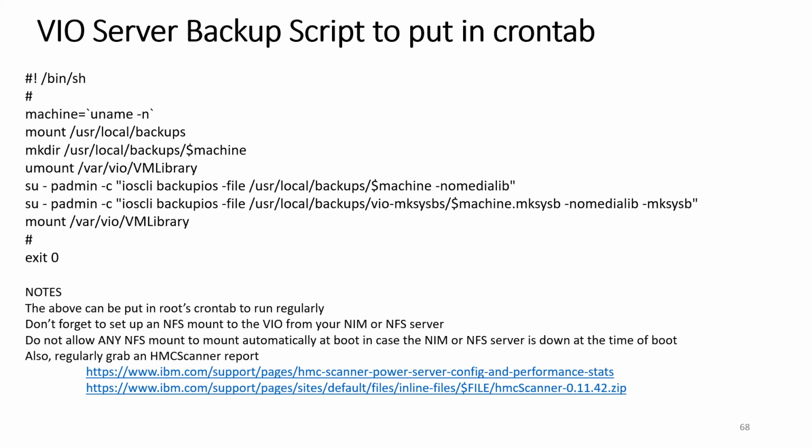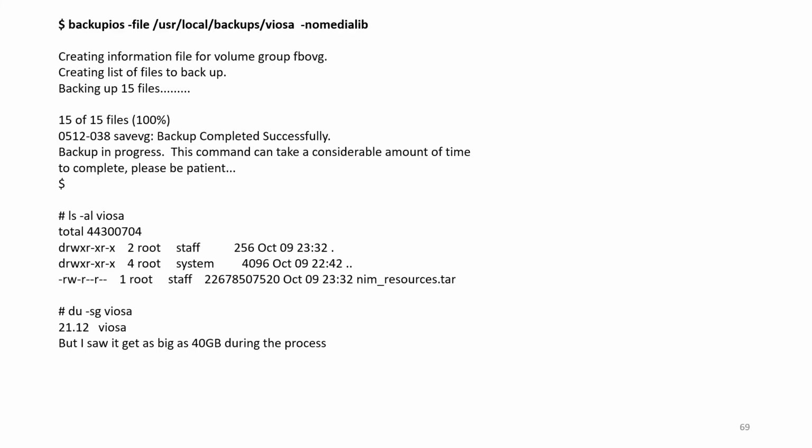And I run this script on my VIO servers at least once a month. And of course, that requires that I have an NFS mount of /usr/local/backups. So keep in mind that you're going to need that. And of course, you do need to take an HMC scanner report or some kind of ASsist plan just as part of your documentation and backup strategy.